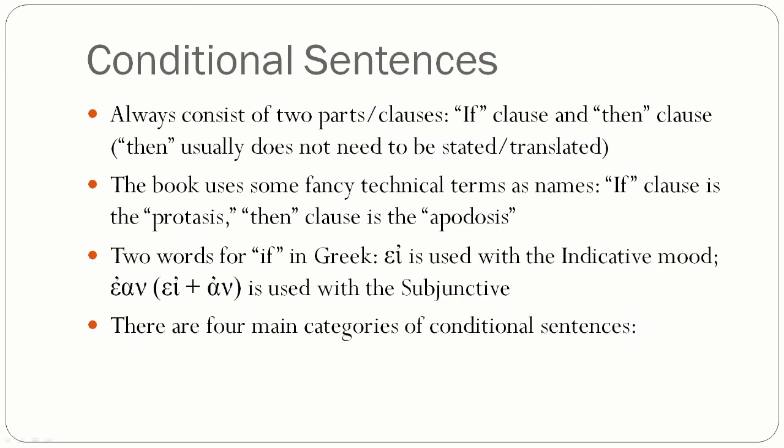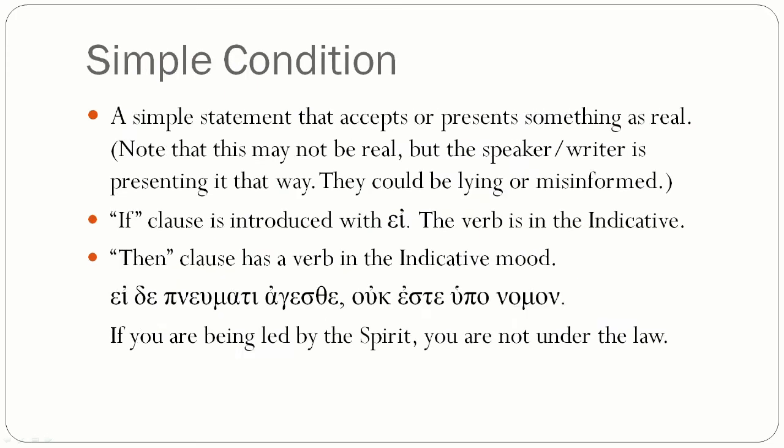Alright, so there you have conditional sentences. All of these are going to have an if clause and a then clause, and the if clause can be introduced in Greek with one of two words, okay, ei or ean. Now let's take a look at these four categories of the sentences. First off, the simple condition. This is called category 1.